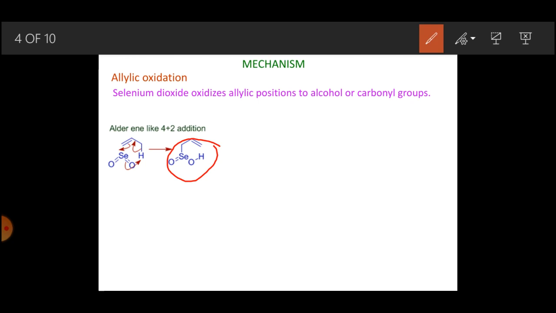If you recall, in this step, the more nucleophilic end will attack on selenium, which is more electrophilic or electropositive in nature. Then oxygen will take up the allylic hydrogen, this one, allylic hydrogen, and the reaction will proceed.